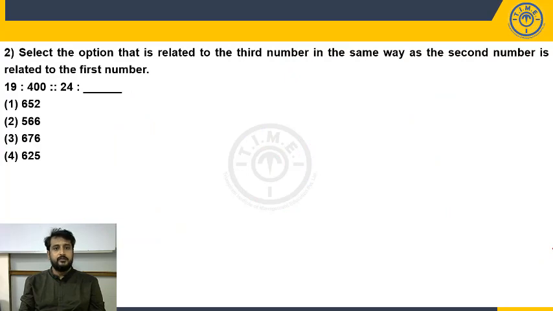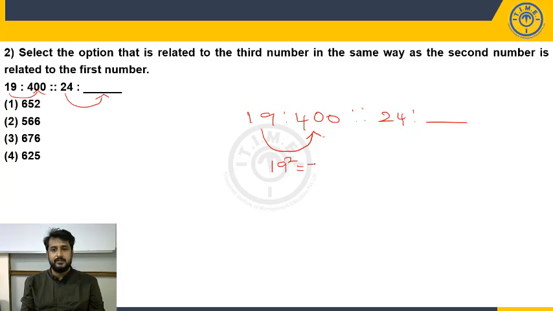19, 400, 24 is to dash. Select the option that is related to the third number in the same way the second number is related to the first number. 19 is to 400 proportion 24 is to dash. What is the logic from here to here? I can say that 19 square is 361. But it is more than that by how much? 39. Maybe this logic: 19 square plus 39.